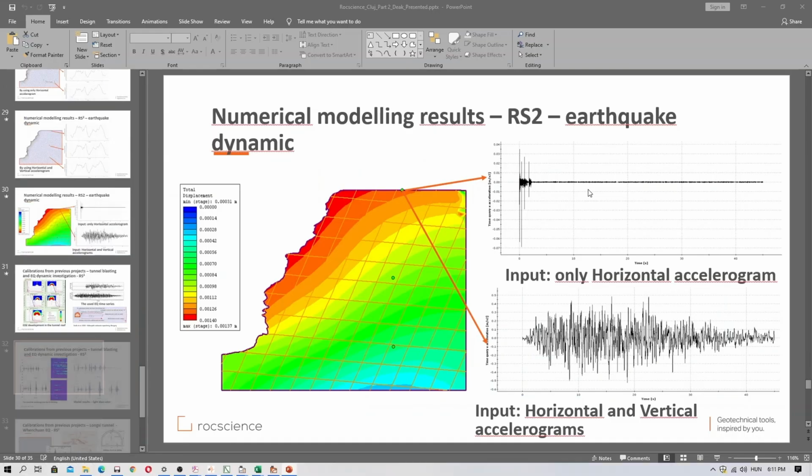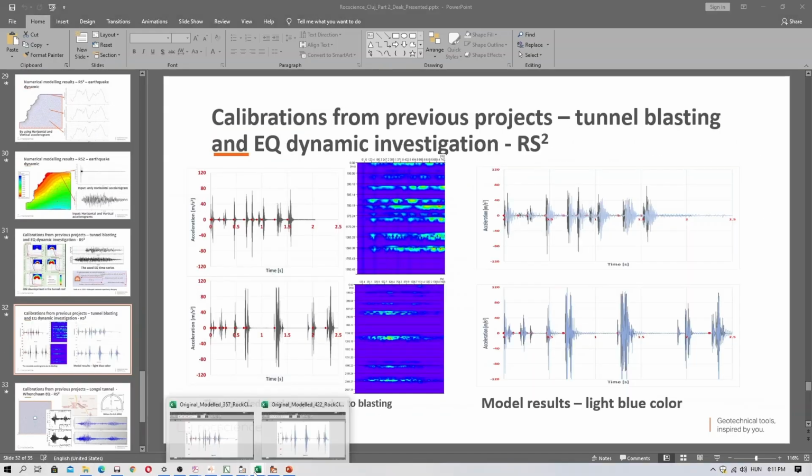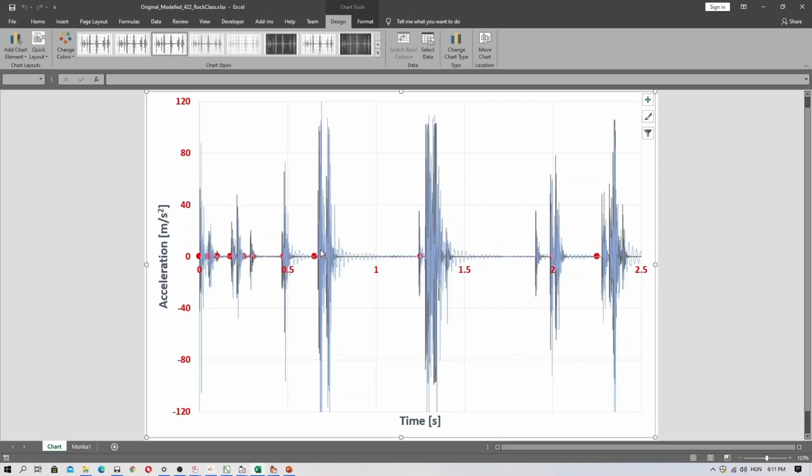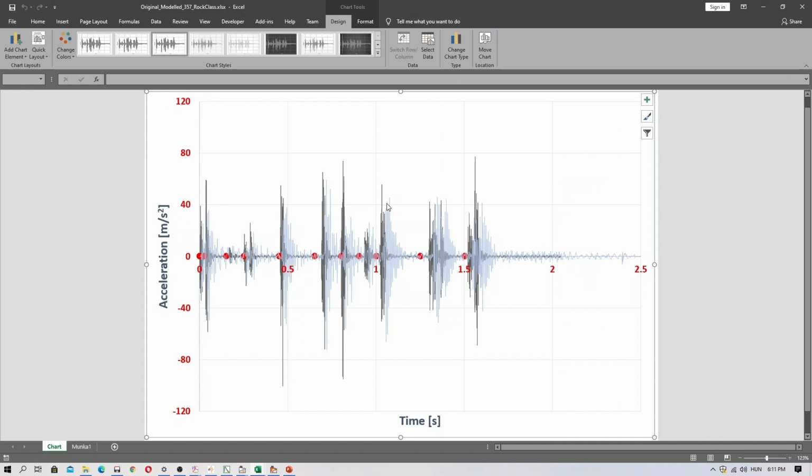So in Excel it's more visible, so it's very similar. Just we had some noise in our results. Let's see another model. The amplitudes are very similar.